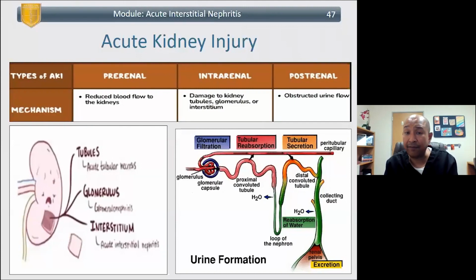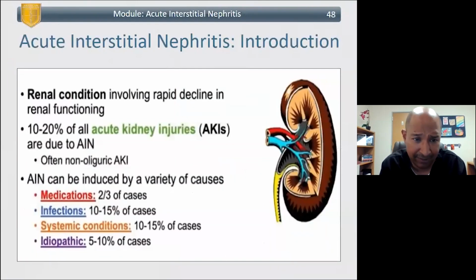But of course, a favorite for the boards is intrarenal. Intrarenal can mean damage to one of three areas in the kidney: the tubules, the glomerulus, or the interstitium. When you think about tubules, everyone's going to mention acute tubular necrosis. When you think about the glomerulus, you can think about glomerulonephropathies, nephritic syndrome. But the one I feel goes under the radar, which is why it's going to be a great question for your board exams, is the interstitium, hence acute interstitial nephritis. And that's what I want to talk about today.